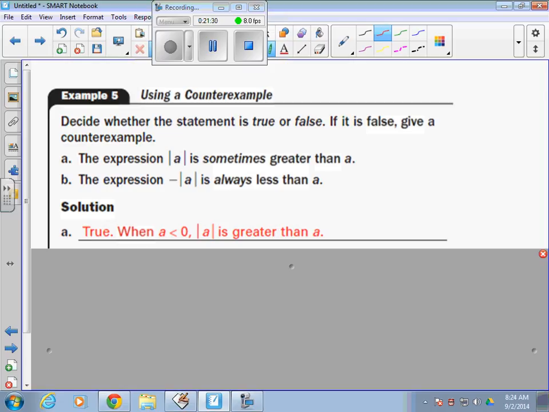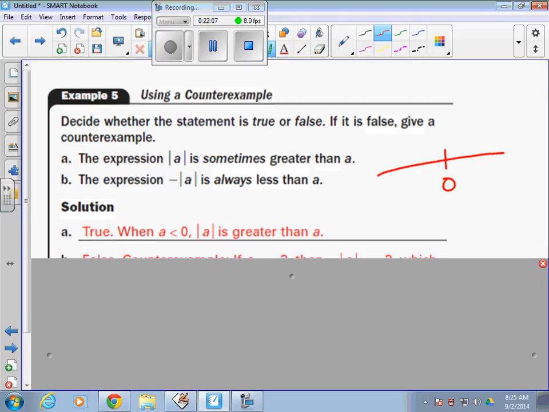Example number 5 is using a counterexample. Decide whether the statement is true or false. If it's false, give a counterexample. The expression, the absolute value of A, is sometimes greater than A. True. When A is less than 0, the absolute value of A is greater than A. That's confusing for a lot of people, so we're just going to go to the next one. It would take me 15 minutes to explain that one. But just think of the variables. It's just saying which side of the 0 on a number line it is.